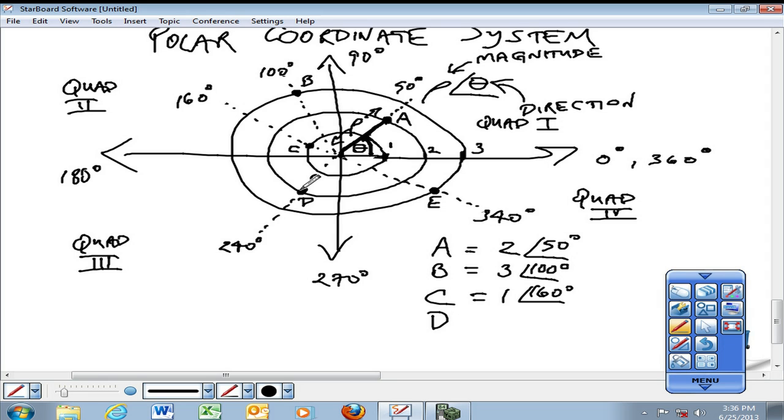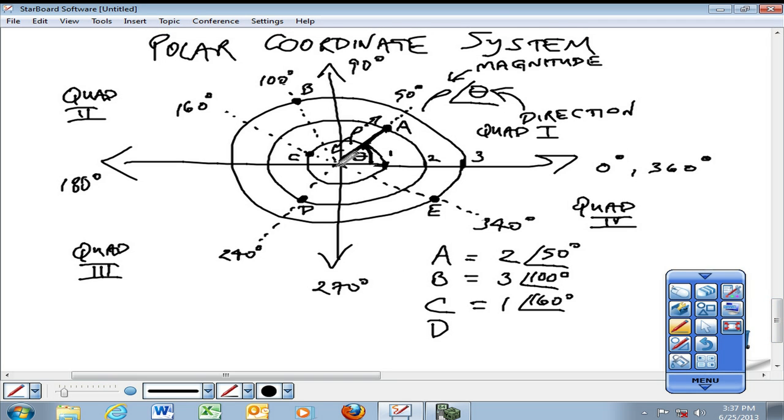So if we're focusing on D, the address of D in the world of polar coordinates, that's what we're coming up with. These are polar coordinates. It's going to be the magnitude, so the magnitude out, 1, 2.